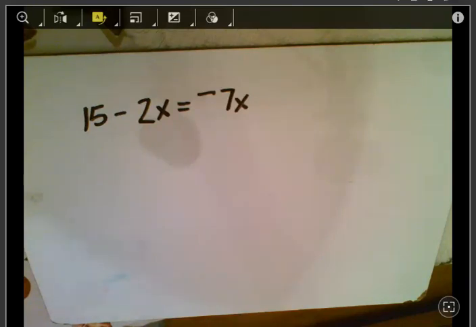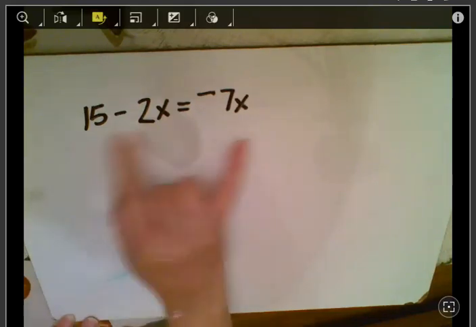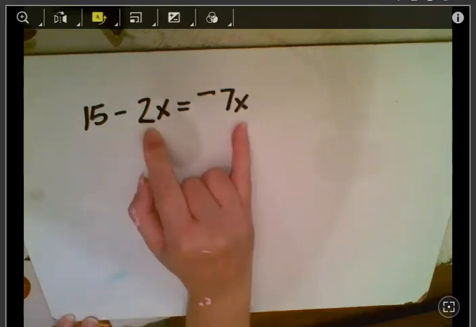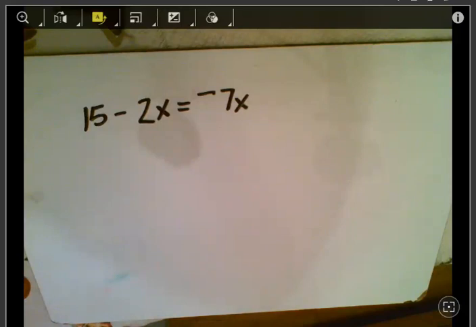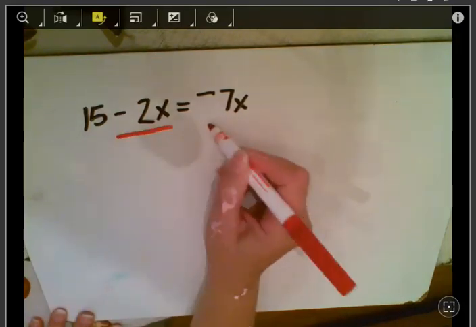Okay, in this video we're going to work on solving equations with variables on both sides. So you'll see our problem has an x on both sides of the equation. So the first thing that you need to do is try to get them on the same side. So what I do is I kind of underline both of them.